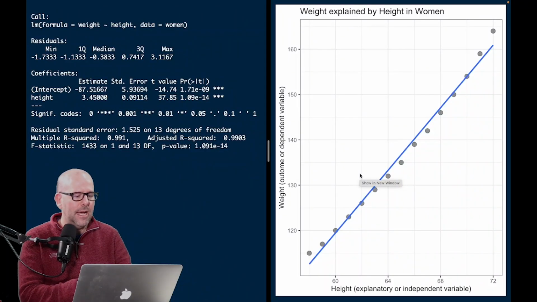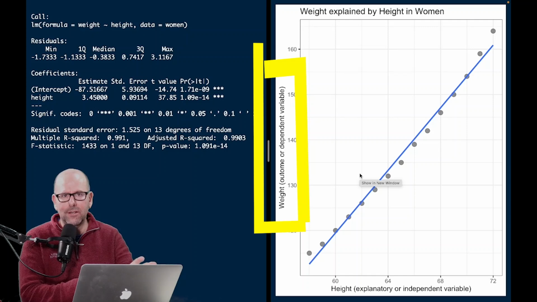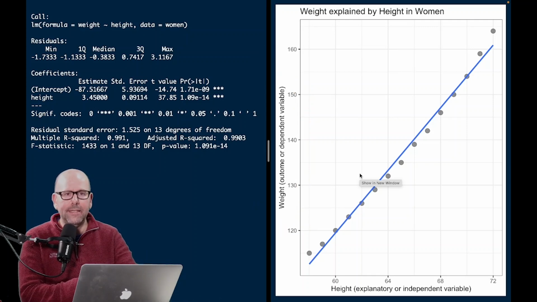Look, here we've got height as an explanatory variable on the x-axis, and weight, and this is a data set of women, and weight is the outcome variable. And what we're saying is that as women get taller, it stands to reason that we think that they get heavier, and yes, it does look like there's a relationship between those two things.